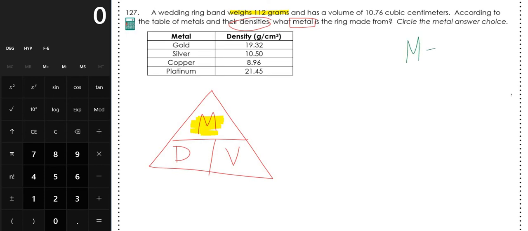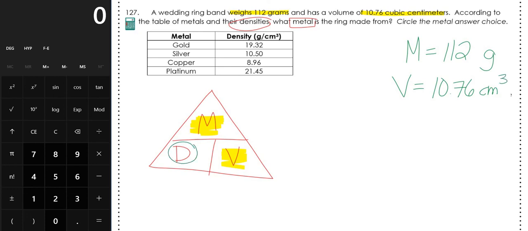Mass equals 112 grams. They also told me that my wedding ring band has a volume of 10.76 cubic centimeters. So they gave me volume. Let me write that down as well. V equals 10.76 centimeters cubed. Now I need to figure out the density so that I can figure out which metal it is.